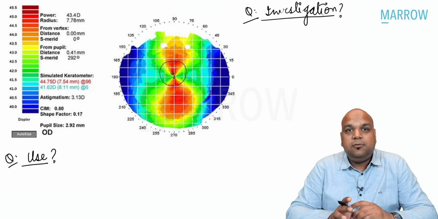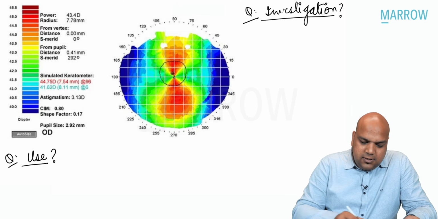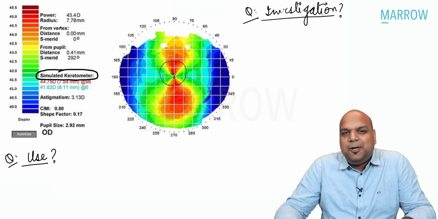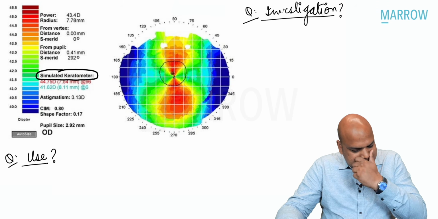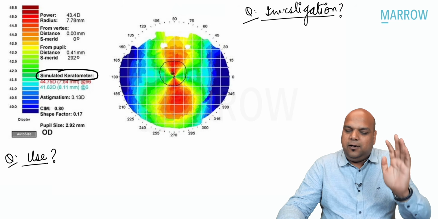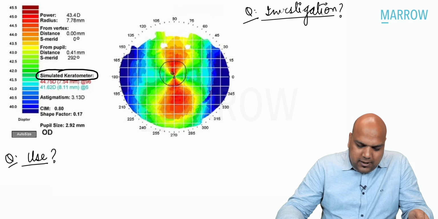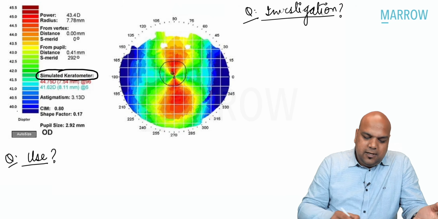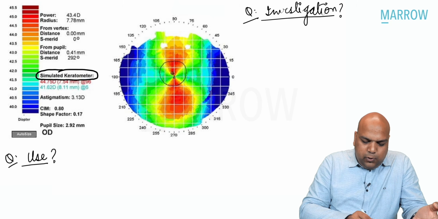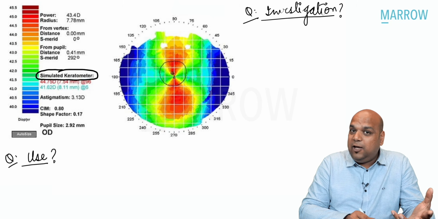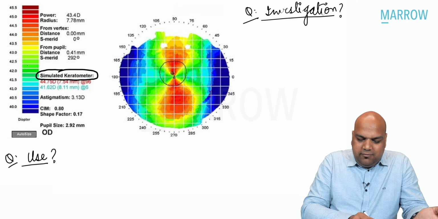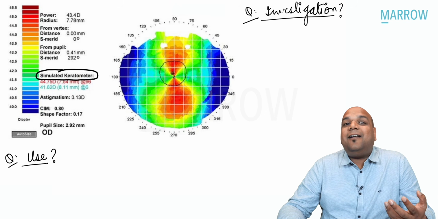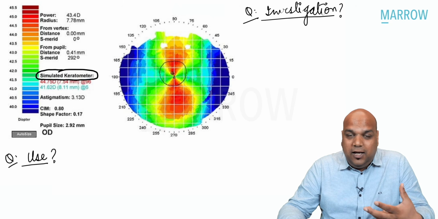Oh, yes, there is a clue. See the clue. That's what you need to find in an image. Clue: simulated keratometer. So they are telling you that this has something to do with the cornea because keratometer readings are also being given. Then they are showing you colors and giving you a scale for the colors: a blue color is showing you 40.5 diopter power of the cornea, 42.5 green color, red color, and maroon color. So they are showing you the corneal curvature. Yes, power of the cornea or corneal curvature.